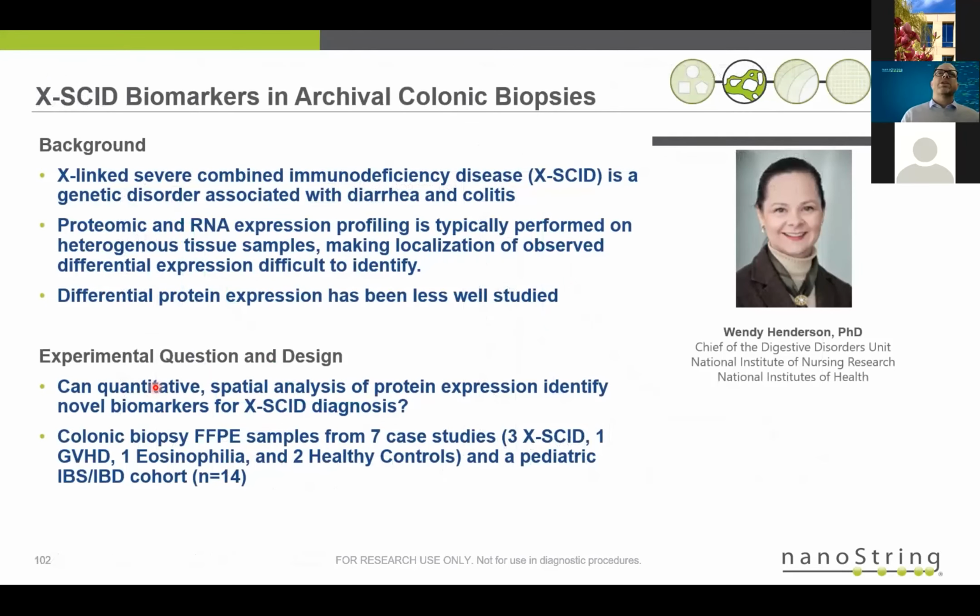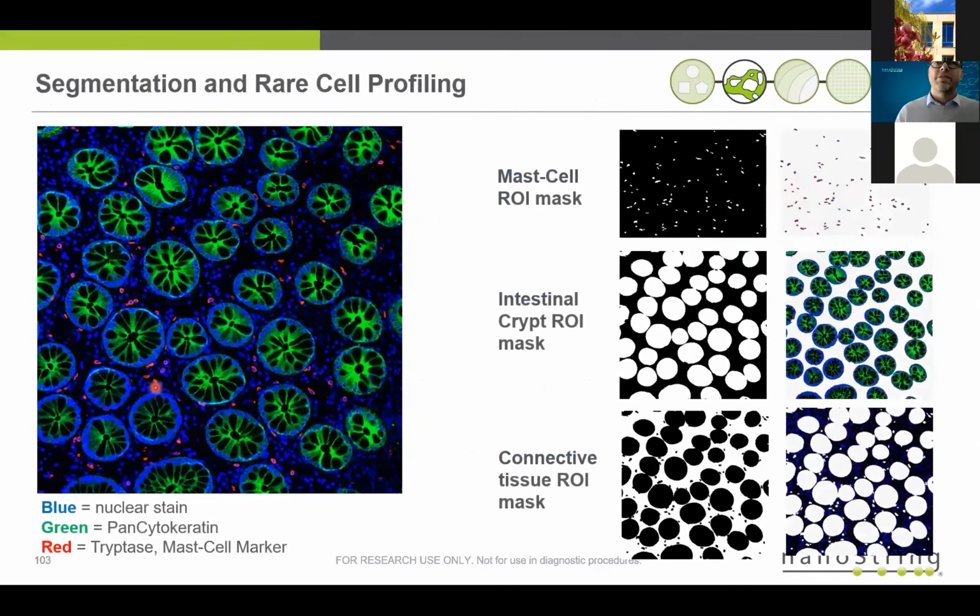Then I thought it might be interesting to mention this colonic biopsy example, which was X-linked severe combined immunodeficiency, XSCID, in FFPE samples as well. But for the sake of time, I'm not going to dive too much into it. I really want to show the flexibility.